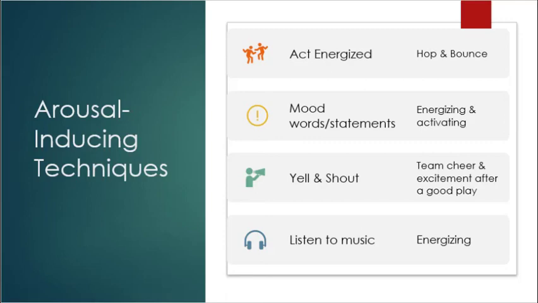Another way to induce arousal is to yell and shout, the team cheer, right? You see that a lot. The All Blacks are notorious for their haka before the game, and that helps them get energized. That brings up that arousal level, and allows them to get in the zone. Or you can just get excited after a good play. It's okay to pat yourself on the back from time to time and get excited about doing something well. So yelling and shouting is another way to induce arousal.